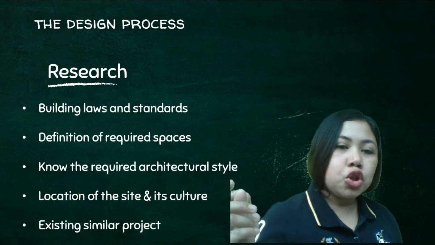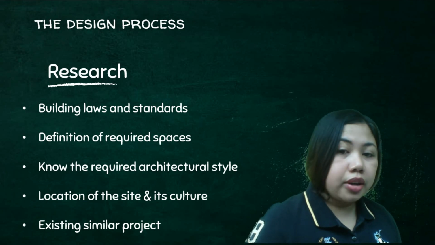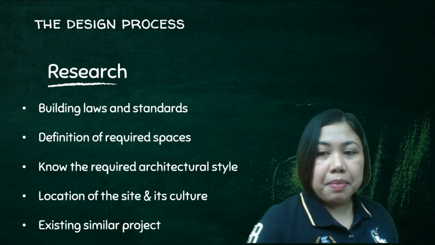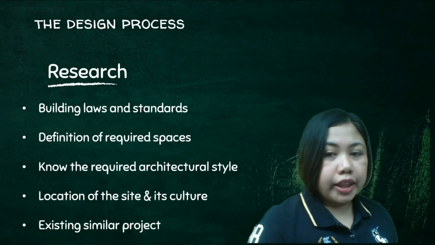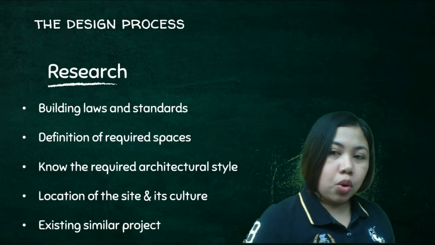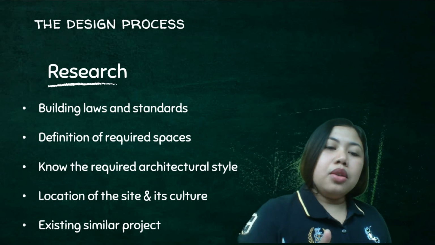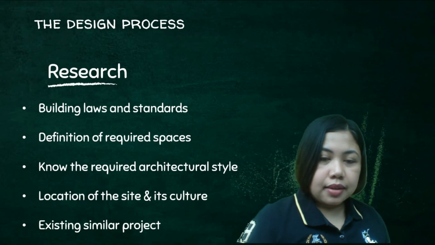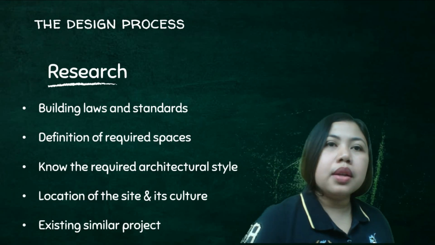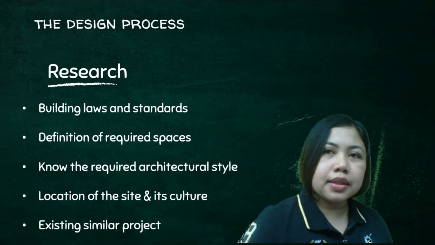You should define the required spaces and know the required architectural style. You research the design elements of tropical architecture, and you research about the location of the site and its culture, which is the North Cotabato, and know the existing similar projects in your area. If you are in Cagayan de Oro, know the existing subdivision clubhouse that are already built in this place.